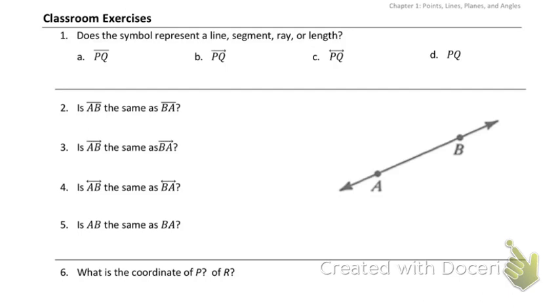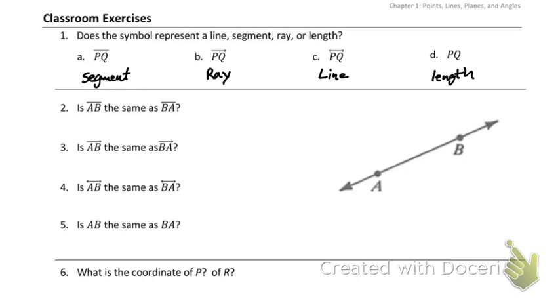Does the symbol represent a line, segment, ray, or length? Once again, pause this if you haven't answered these. Well, PQ has a line above it with no arrows. That is going to be a segment. PQ on B has a line above it with one arrow, which means it's a ray. Double arrows means it's a line. So C is line. Nothing above it means it is a distance. In other words, it's a length according to this problem. Continuing on, we're going to use that line for 2 through 5.